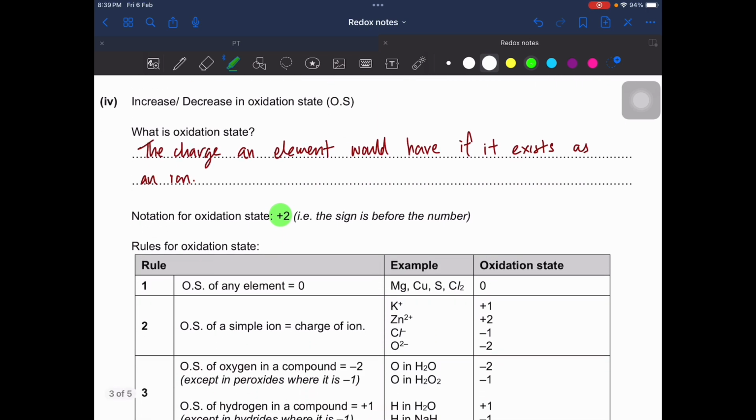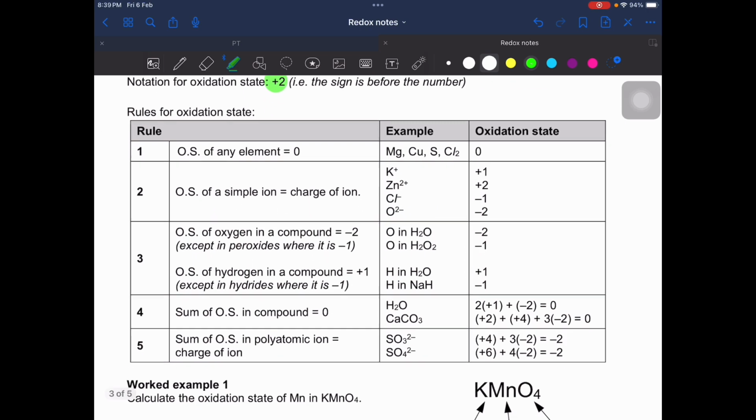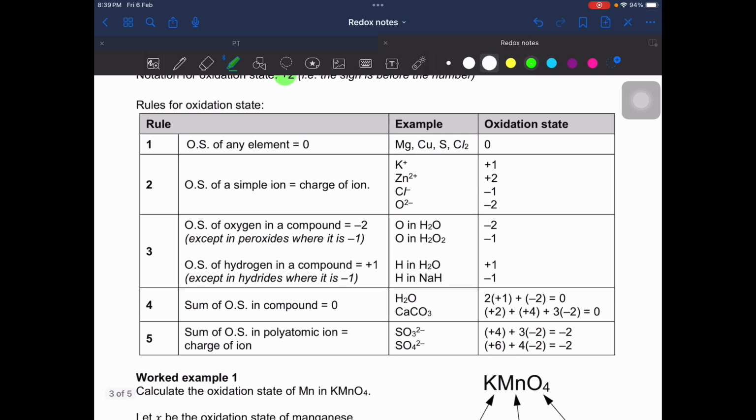A couple of rules, so that we're on the same page. Number one, if you are given any element, that means just a normal element by itself, like magnesium, copper, chlorine is an element, Cl2, or even things like oxygen, H2, right? These are all elements. For elements, their oxidation state will always be 0, as you can see from the table. Right? Later we'll look at how this applies in the question.